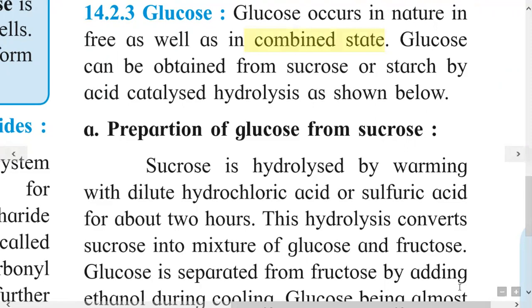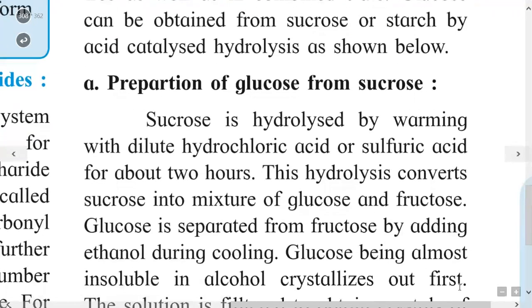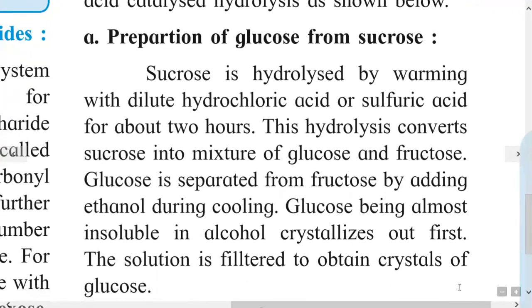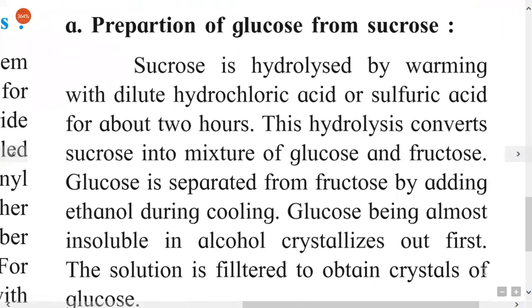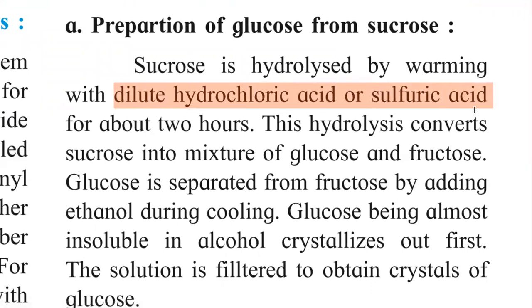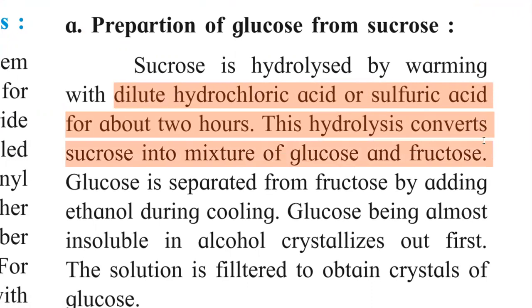So glucose can be obtained from sucrose or from starch by catalytic hydrolysis. So the first method for the preparation of glucose is from sucrose. Sucrose is hydrolyzed by using dilute hydrochloric acid or sulfuric acid, and when it is heated for about 2 hours, hydrolysis of sucrose takes place that gives a mixture of glucose and fructose.